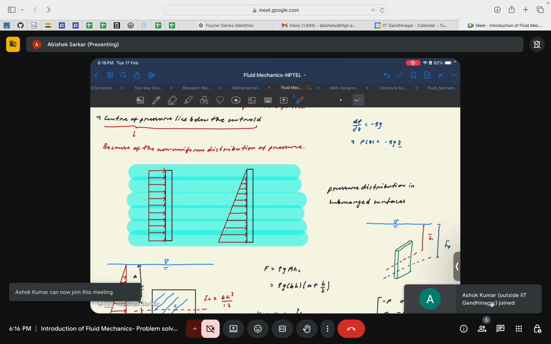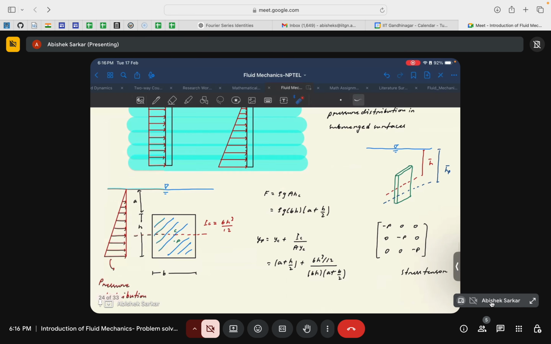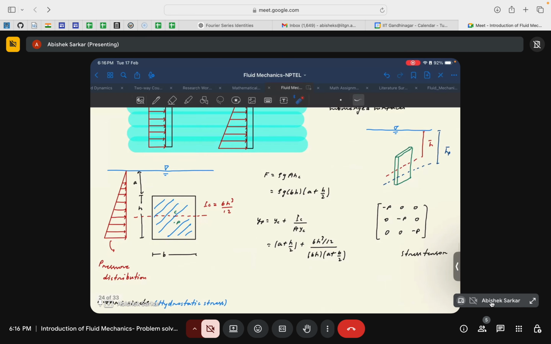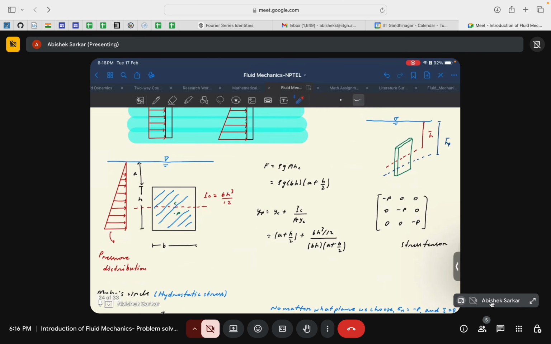Okay, so with that, let us proceed further. I think that's quite well understood, I don't think I need to dwell much upon it. For example, this is again a very simple example that was taken in the class already. Consider a rectangular plate that has been submerged in the fluid, where the height of the plate is say h and the width is say b.